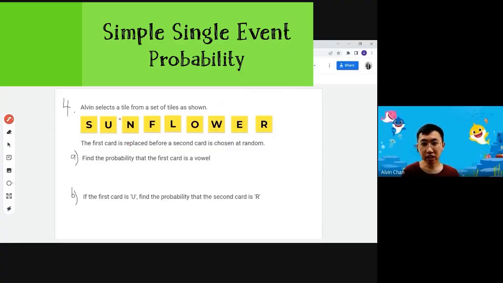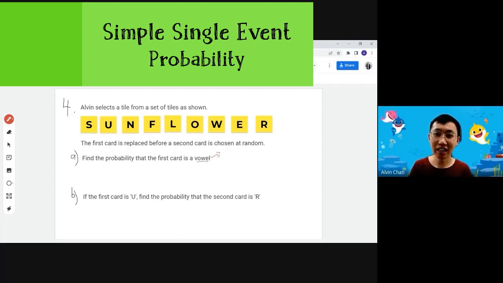Question: Alvin selects a tile from a set of tiles as shown. So we have the word sunflower, each of them is one letter. The first card is replaced before a second card is chosen at random. Find the probability that the first card is a vowel.